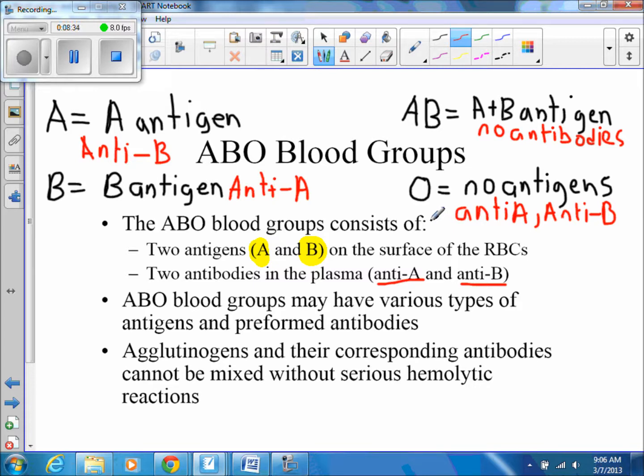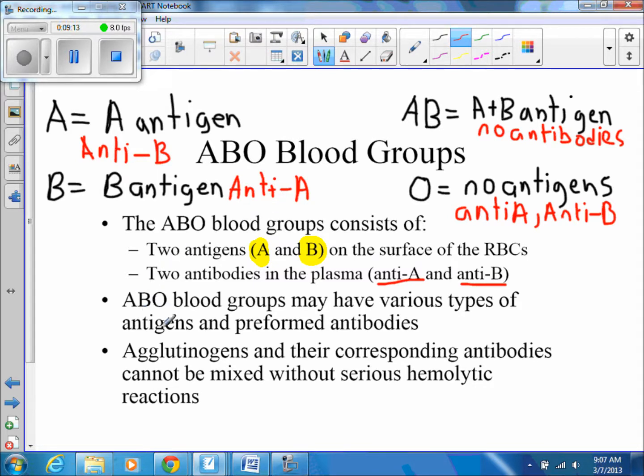One thing about this, however, is if you have type O blood, you are considered the universal donor because it has no antigens. So if I take type O blood and I give it to AB, it's not going to get attacked because there's no antibodies and no antigens. If I take type O blood and I put it in with A, it's not going to attack because A only attacks if there's a B present. And if I take O blood and put it in with type B, again it will not be attacked, because there's no A's present, no A antigens.